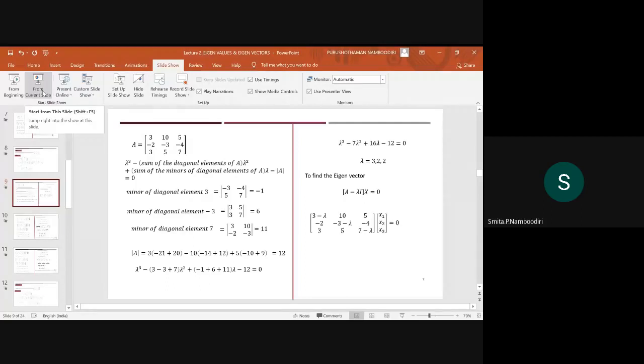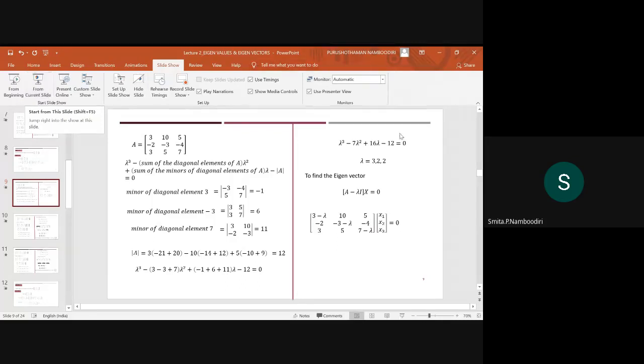The values, just check the roots. Three, two, two. Okay. What about others? Three, two, two. Okay.